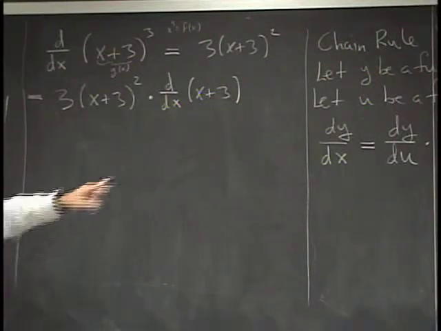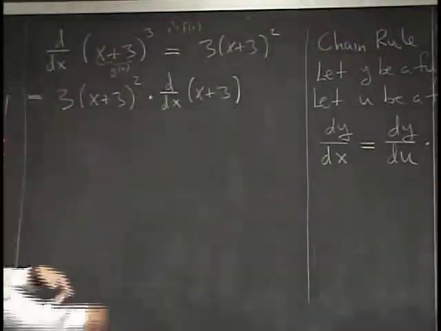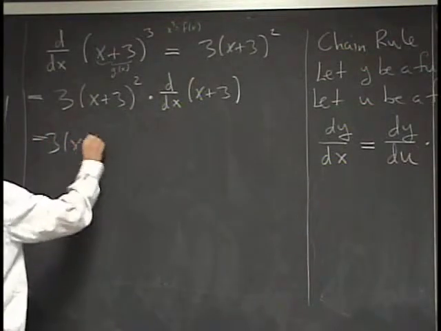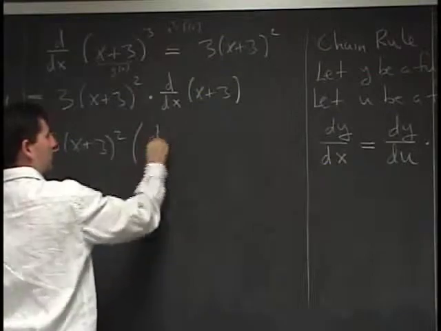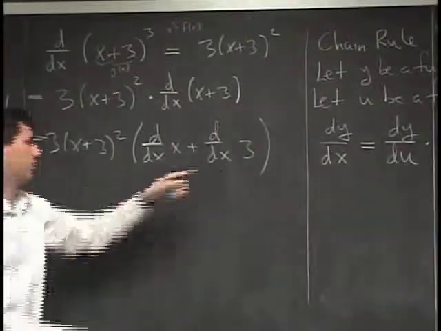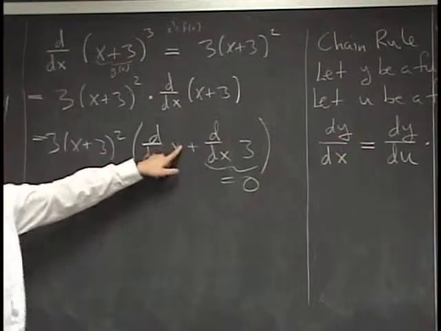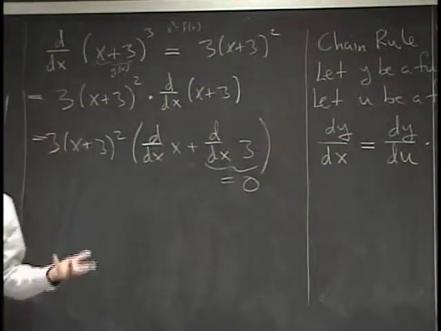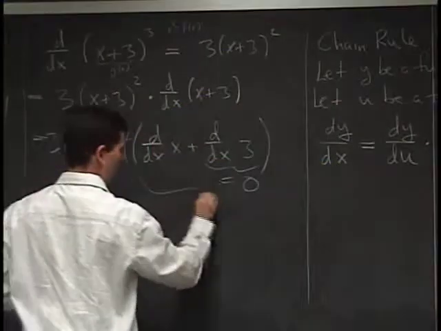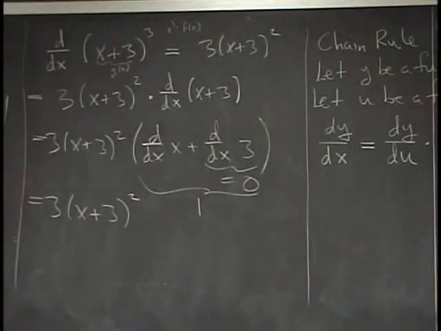Well, if you're clever, you look at the answer I already put as the final answer and say, well, this is just 1. Okay? Well, let's at least write it down very explicitly just this one time. So this is the derivative of x plus the derivative of 3. This term is 0 because it's the derivative of a constant. And this I can use the power rule, so I get 1x to the 0, which is, of course, 1. So this whole bit becomes 1. I get 3 times x plus 3 squared.